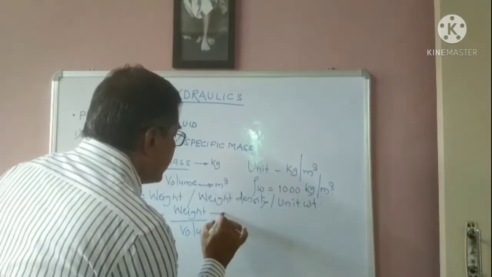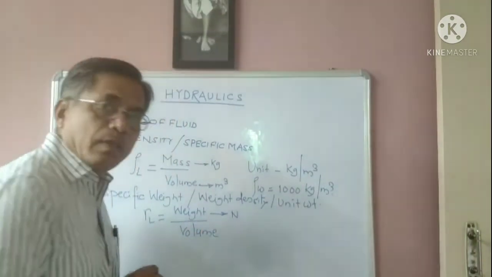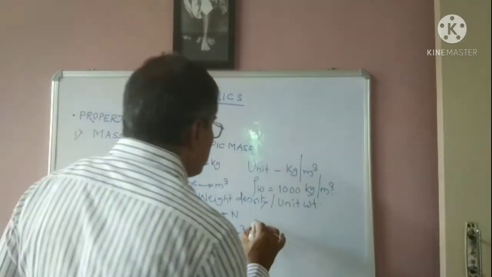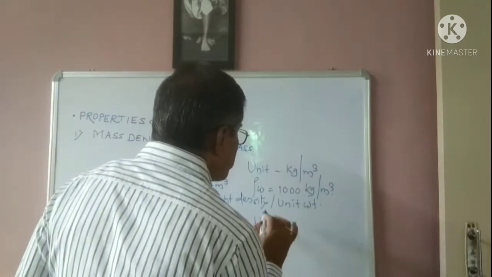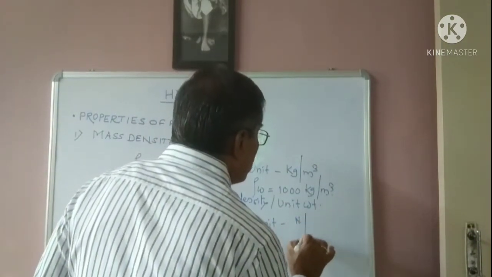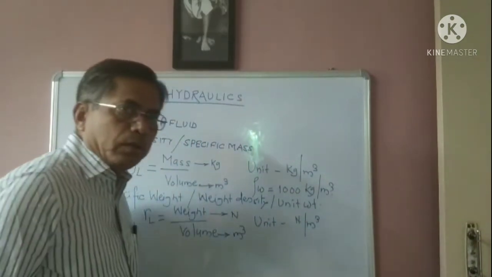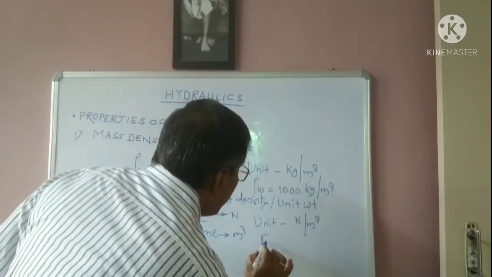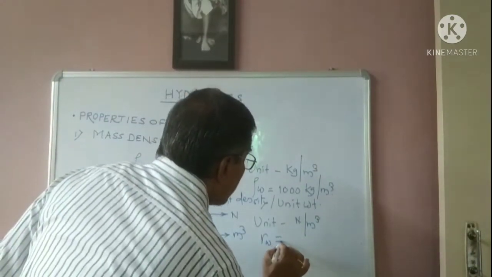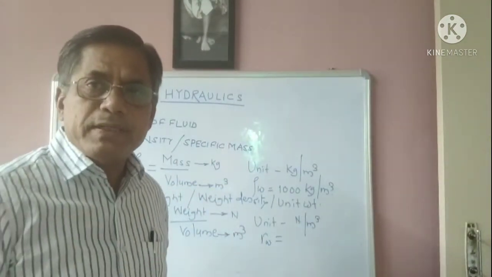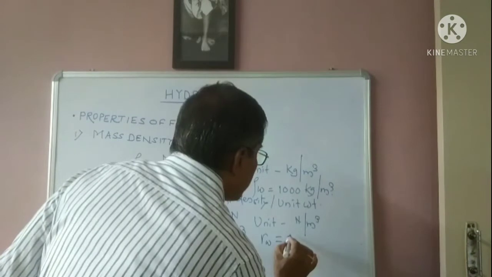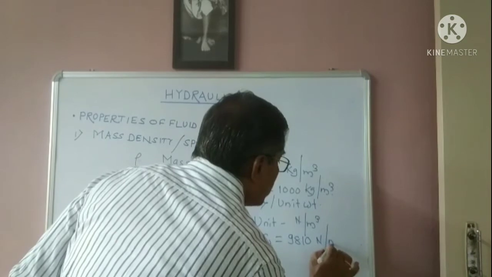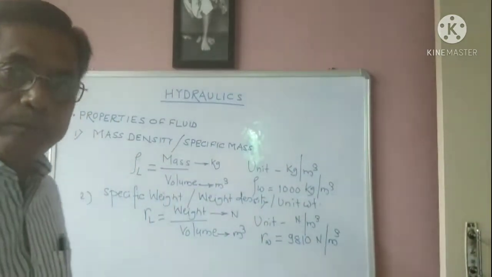Now weight is expressed in Newton, volume is expressed in cubic meter, and therefore unit of specific weight is Newton per cubic meter. The specific weight of water at standard temperature and pressure is taken as 9810 Newton per cubic meter.